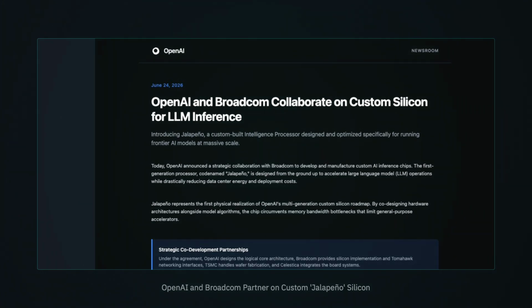But tech giants don't build these chips alone. They partner with Broadcom, ticker AVGO. Broadcom is the toll booth of AI silicon. They don't sell branded AI chips. Instead, they provide the design platforms, advanced Ethernet networking, and manufacturing pipelines. They co-develop Google's TPUs, Meta's MTIA, and in June 2026, they co-developed OpenAI's first custom inference chip, codenamed Jalapeño. By outsourcing the packaging and networking to Broadcom, these firms can spin up custom silicon in a fraction of the time, directly challenging Nvidia's hardware monopoly.